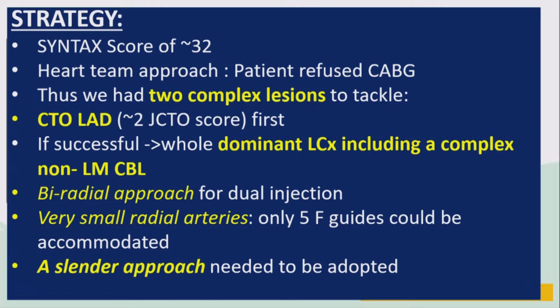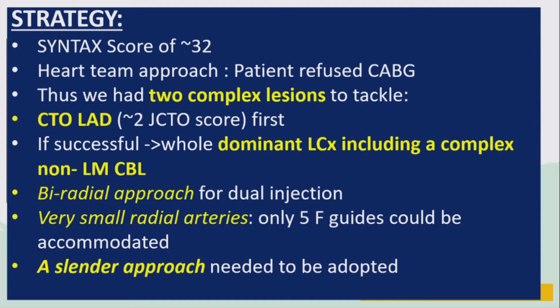We adopted a heart team approach, but the patient, given that he was 50 years old, refused to undergo CABG, and so we had 2 complex lesions to tackle. We decided to go for the CTO LAD first. If that would open up, then we would tackle the whole dominant circumflex, including the complex non-left main bifurcation lesion.